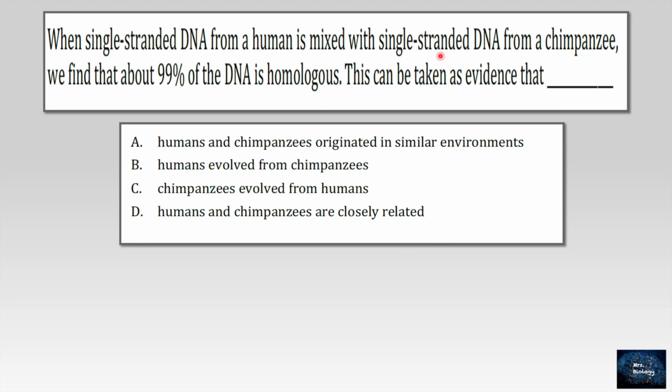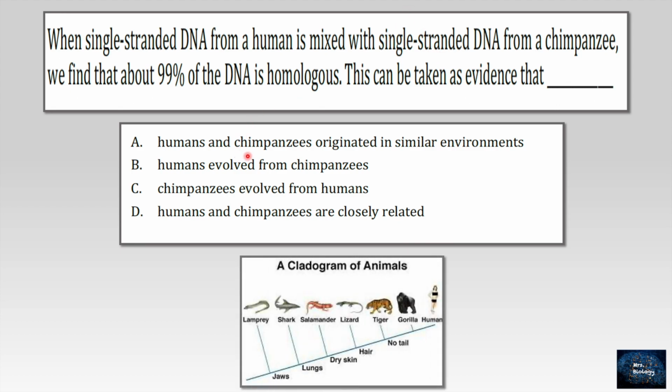Let's go for choice A. Humans and chimpanzees originated in similar environments? Sure not. B, humans evolved from chimpanzees? If this is right, why do we still have chimpanzees in this life? Ignore it. C, chimpanzees evolved from humans? We disagree 100%. Let's be scientific. Humans and chimpanzees are closely related?